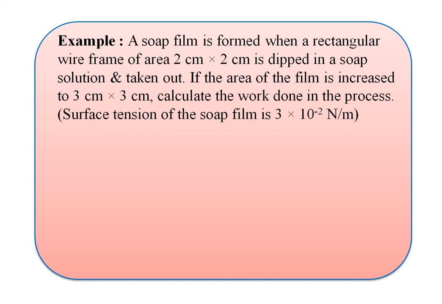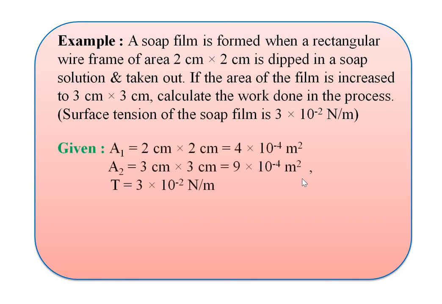A soap film is formed when a rectangular wire frame of area 2 cm by 2 cm is dipped in a soap solution and taken out. If the area of the film is increased to 3 cm into 3 cm, calculate the work done in this process. Surface tension of the soap film is given as 3 into 10 raised to minus 2 Newton per meter. This one is a 2 marks question again. So let's see the solution of this.